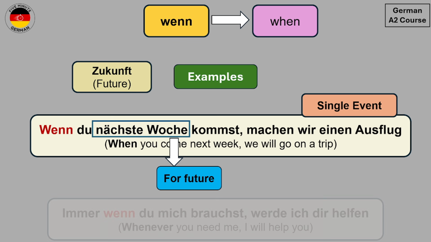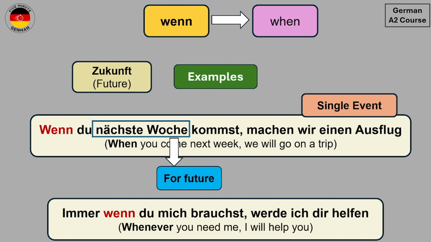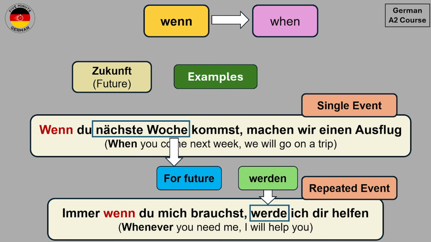Now another example can be, "Immer wenn du mich brauchst, würde ich dir helfen." Whenever you need me, I will help you. Now because we have "immer" in this sentence, that's why we know that this is a repeated event. And "würde" is a conjugation of the verb "werden", which is also used for the future. So we will take a look at this in another video. But at this point, just know that one use of the verb "werden" is to tell about the future.